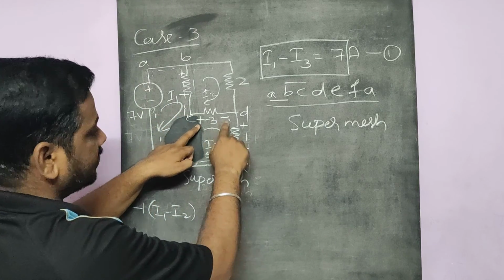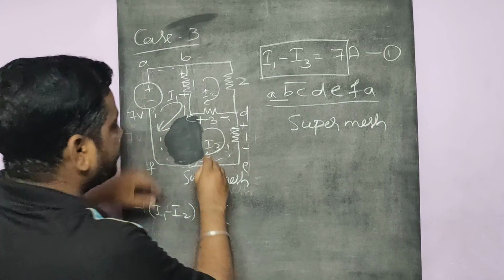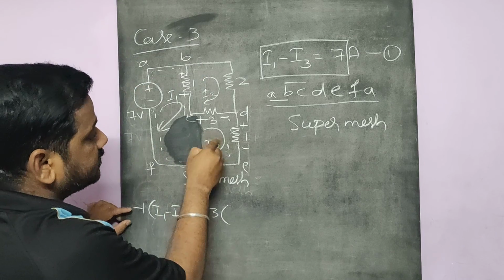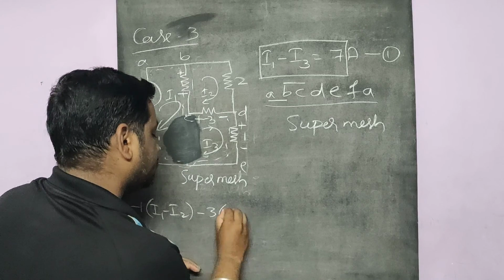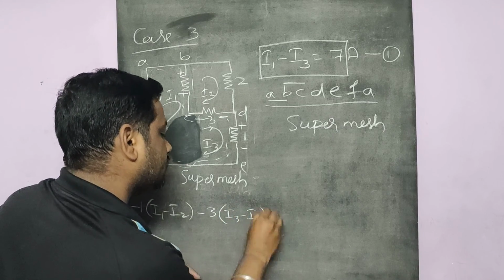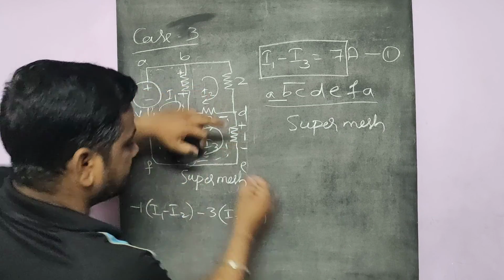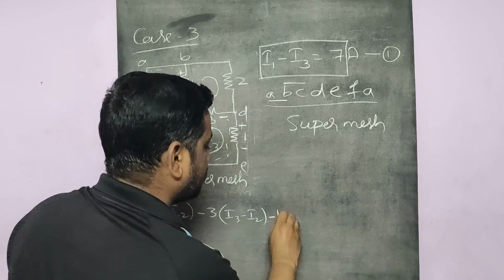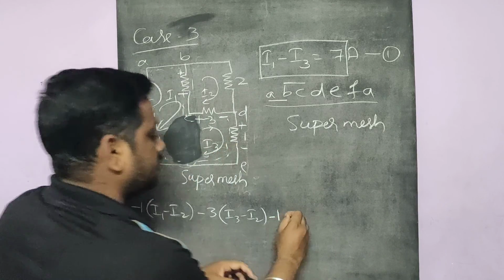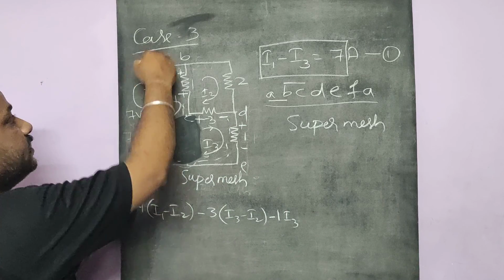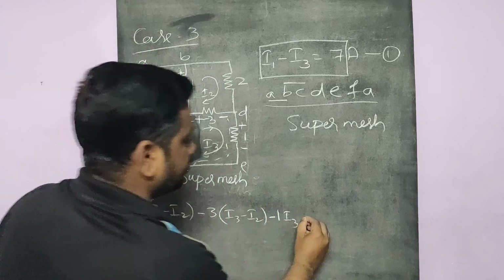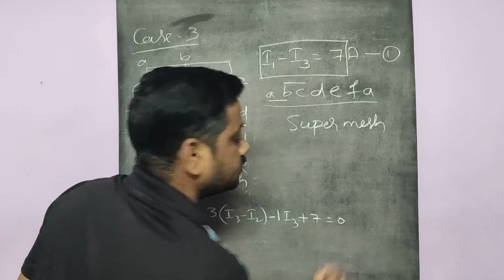Then next, plus to minus, so minus 3 into, what is the current we have here? This is I3. I3 is in this direction, I2 is opposite to that, so you can take it as I3 minus I2. Then we have plus to minus 1 ohm, and the only current here is I3. Then E to F, I don't have any element. F to A, I have an element, minus to plus, so plus 7 volt equal to 0.